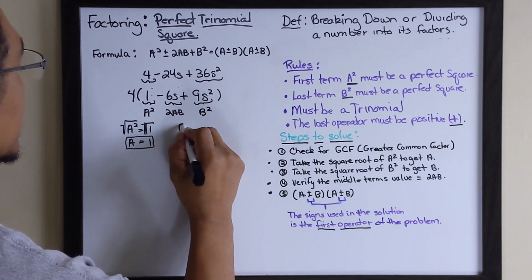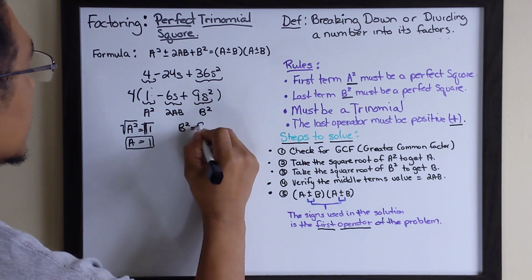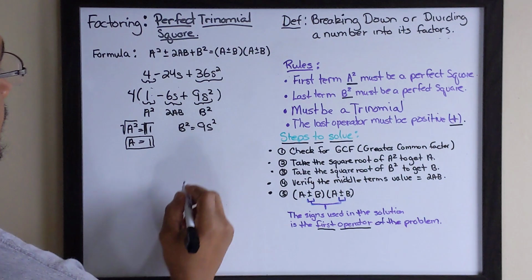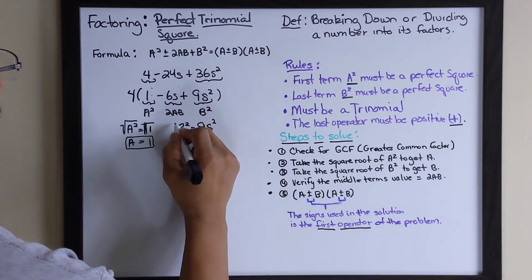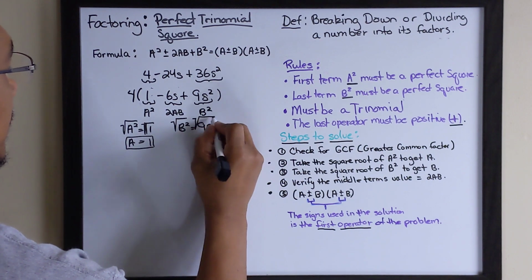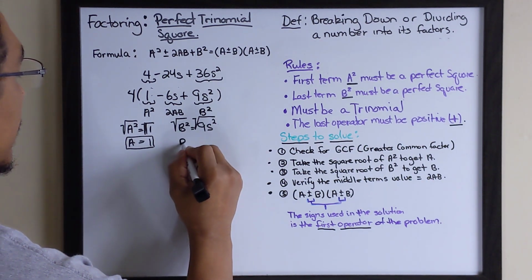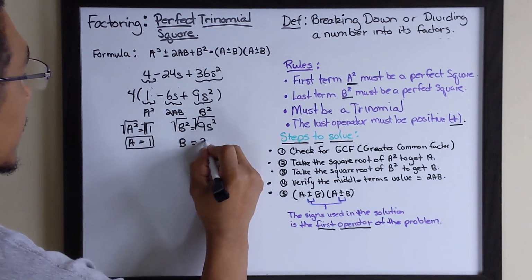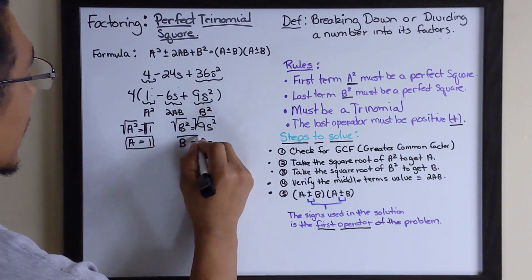Well, we need to get that from b squared. b squared is equal to 9s squared. To get b, we have to take the square root of b squared. Once again, we do the same thing to the other side. On this side, we get b. On this side, we get 3s. So now we have the value of b.